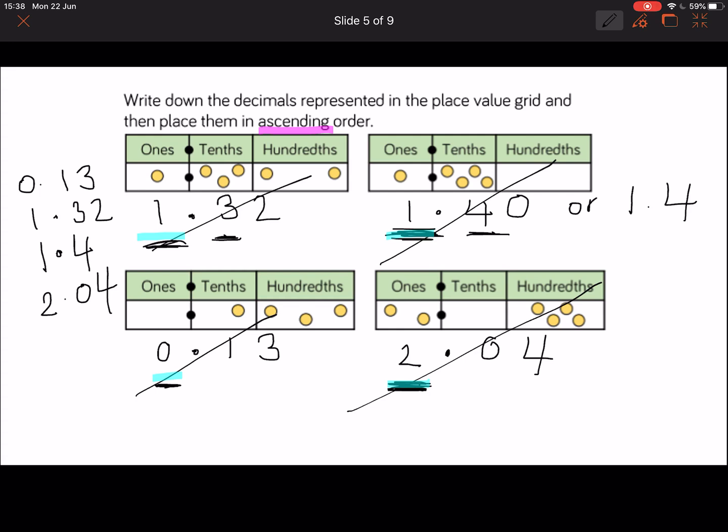And if this were a test and I was writing this down, I would list my numbers by writing them like this: 0.13, 1.32, 1.4, 2.04. And there we go.